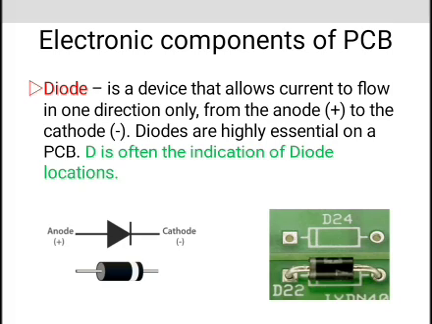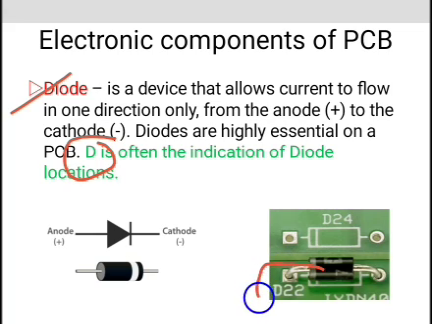Next is the diode. The diode is a device that allows current to flow in one direction only, from the anode to cathode. Diode is a rectifier. So the diodes are highly essential on a PCB. So D is often the indication of diode locations.